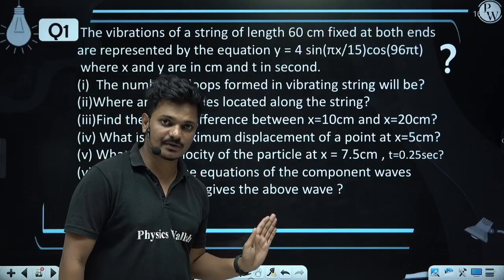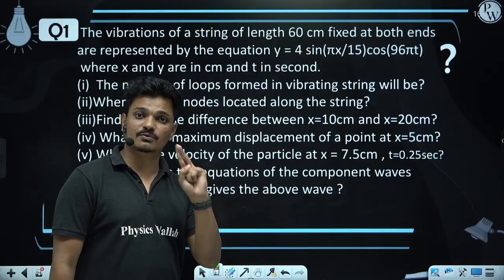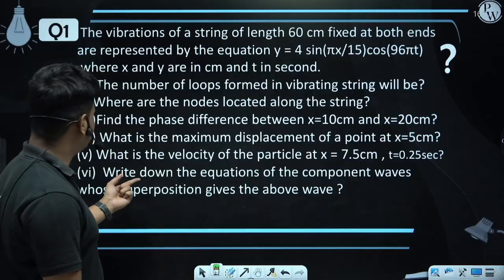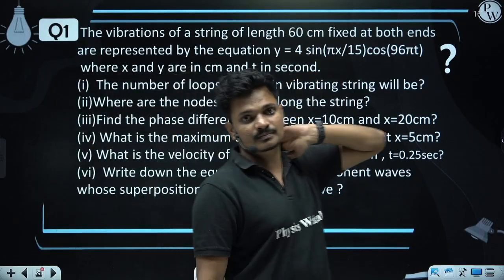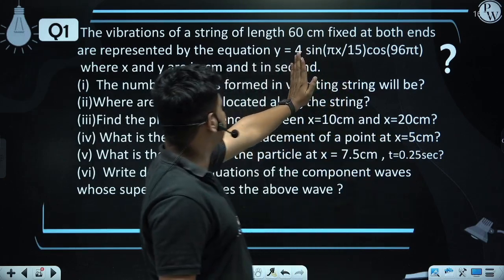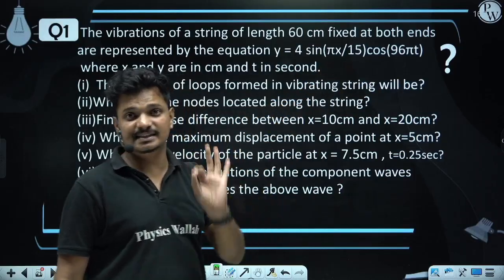Then the fifth one is what is the velocity of the particle at x equal to 7.5 and at t equal to 1 by 4. Then write down the equation of component waves whose superposition gives the above wave. We know a standing wave is formed by the superposition of two traveling waves. We have to find those two waves by just looking at this one. So this is our wave: y equal to 4 sine pi x by 15 into cos 96 pi t.